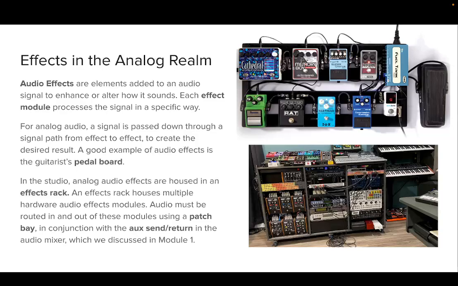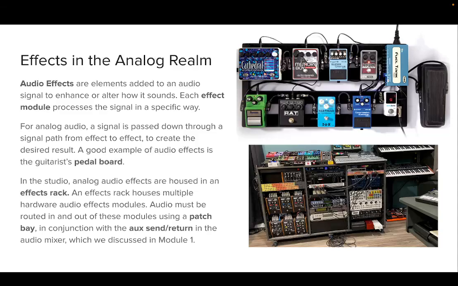In the studio, analog audio effects are housed in an effects rack. An effects rack houses multiple hardware audio effects modules. In an analog audio studio, or even in digital ones who prefer to use analog audio, in the effects rack you can see that there are multiple layers of effect modules installed. This picture even has pedals on top.